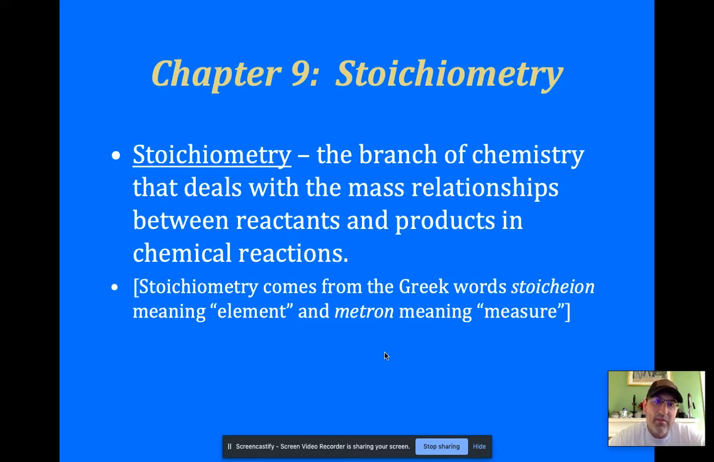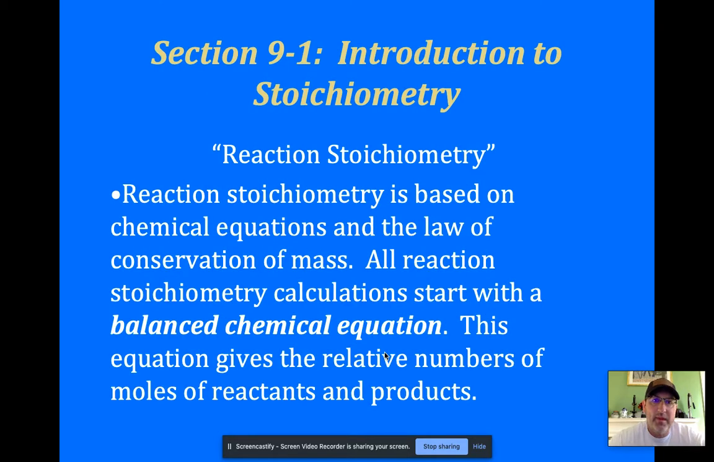Stoichiometry comes from the Greek word stoichion, meaning element, and metron, meaning to measure. So you'll be measuring the elements. Everything in stoichiometry is based off of the balanced equation. You cannot do stoichiometry without a balanced equation. So what you just did in chapter 8 with writing that balanced equation, we'll base all of our calculations off of that.